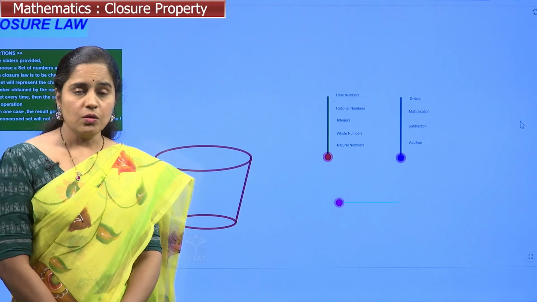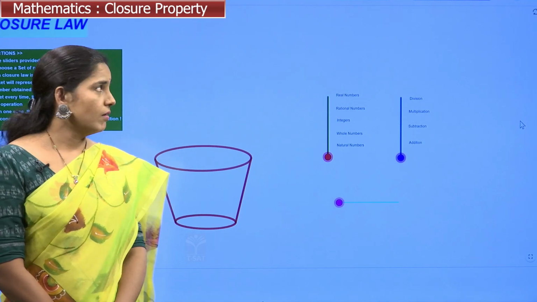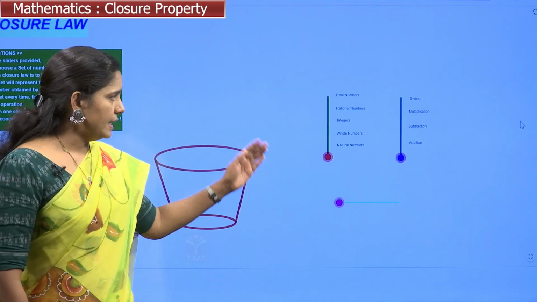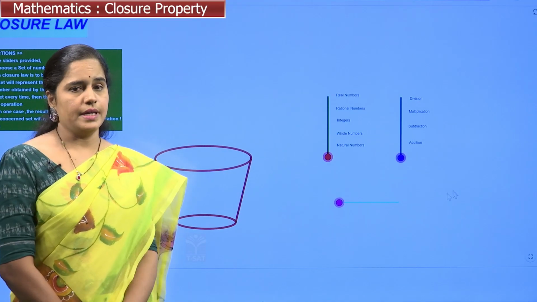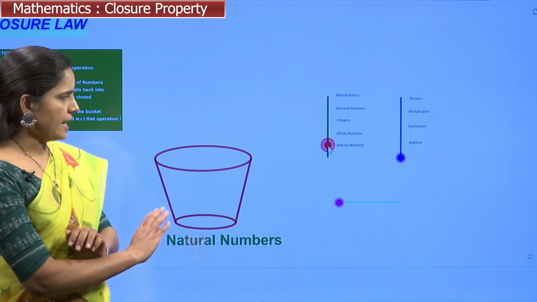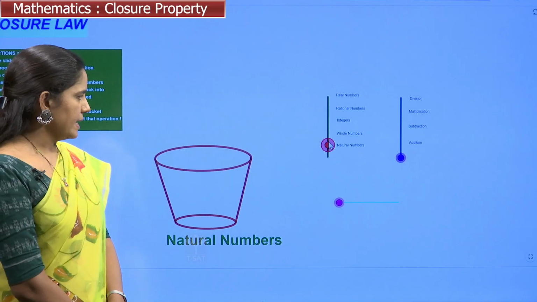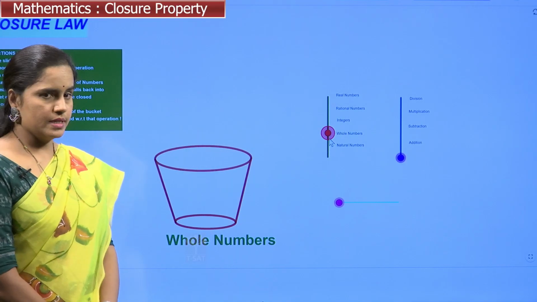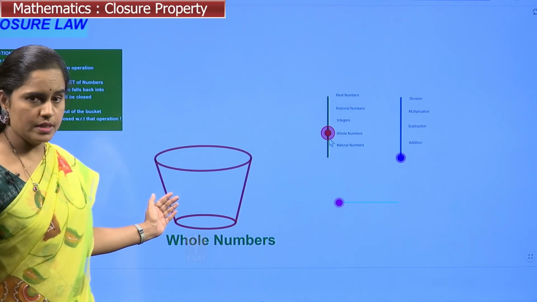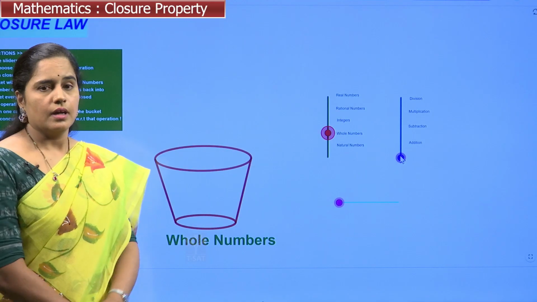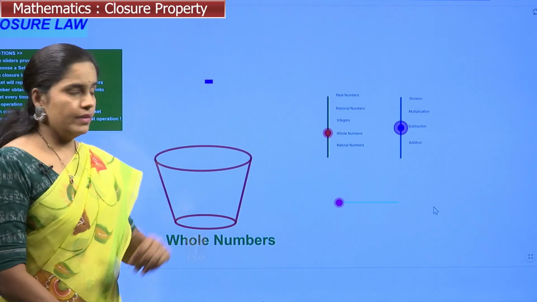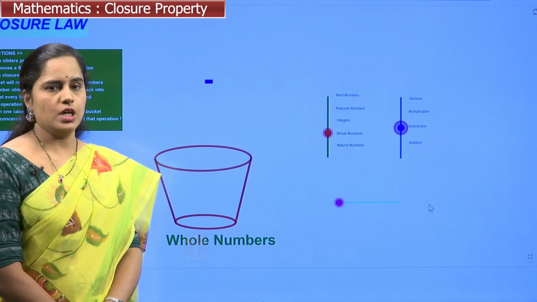Let's see how the number sets follow closure property in different operations. Let's see this. First, you can drag to choose number sets. For example, we choose whole numbers. So now this bucket represents whole numbers. And you can also select by dragging to subtraction. For example, now we are selecting whether subtraction is closed or not.